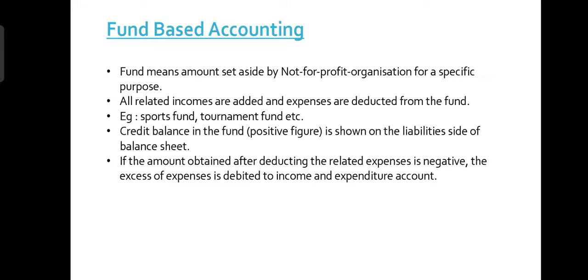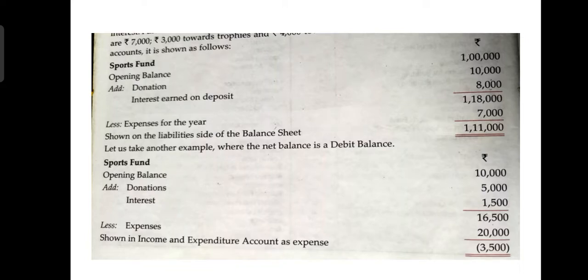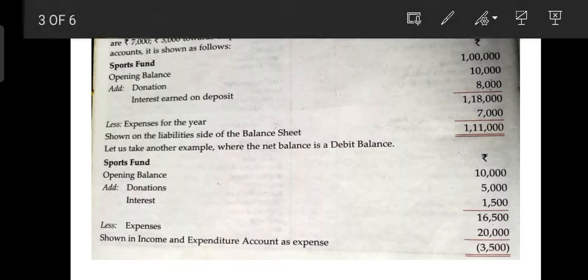In the other case, if the expenses are greater than your fund created, even after adding the receipts in relation to that fund, you cannot meet the expenses. In that case, you will have a negative figure. That means you have an excess of expenses over that fund. So in such a case, you will debit that excess of expense to the income and expenditure account. Alright, I'll show you the next slide in which you will get a clearer idea.